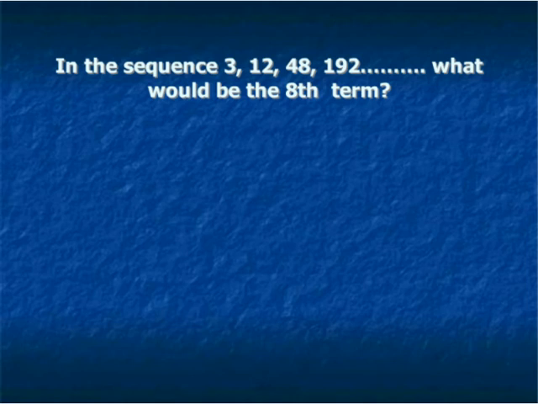We now apply that to the formula of 3, the first term in the sequence, times 4 to the n minus 1. Again, the n minus 1 eliminates that first term. That takes us then to 3 times 4 to the 8 minus 1, or 3 times 4 to the 7th, which is 3 times 16,384, which gives us a final value of 49,152.